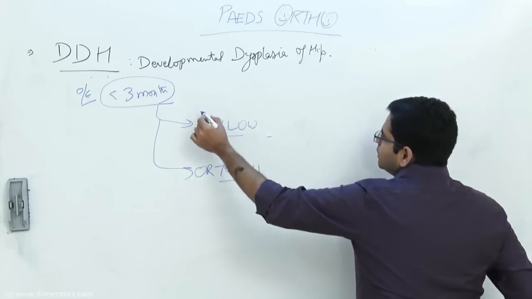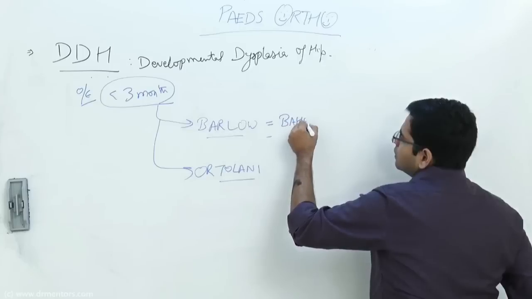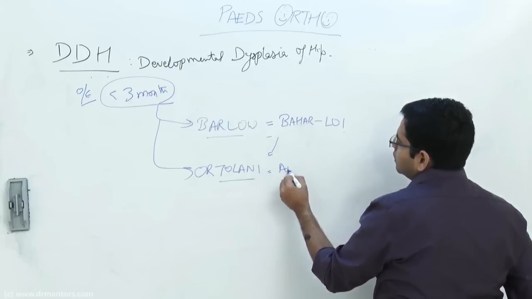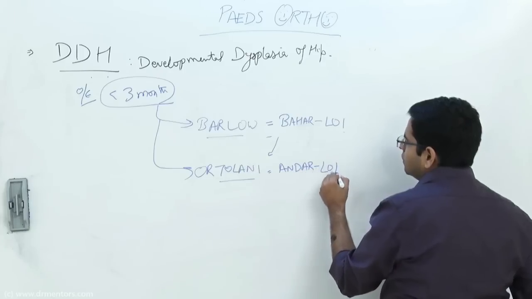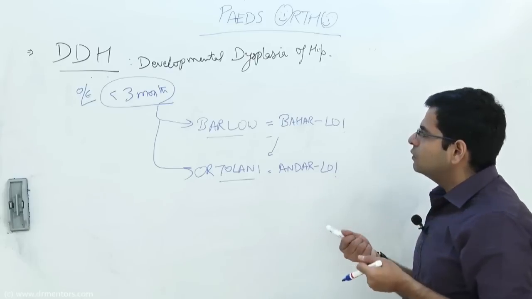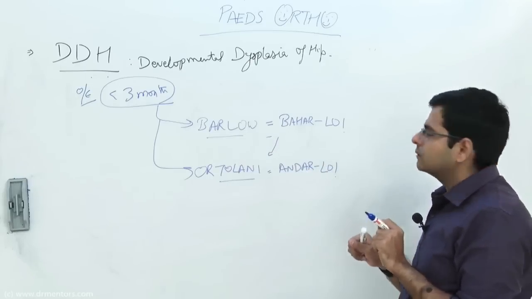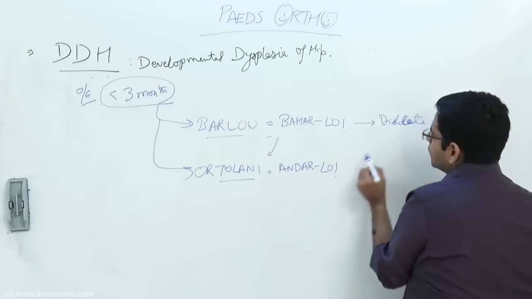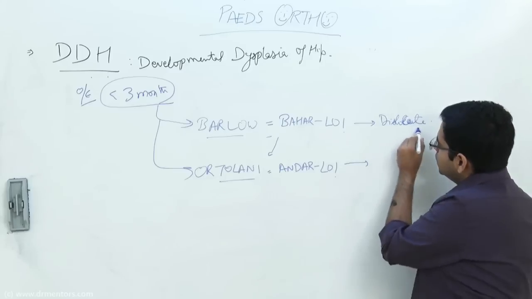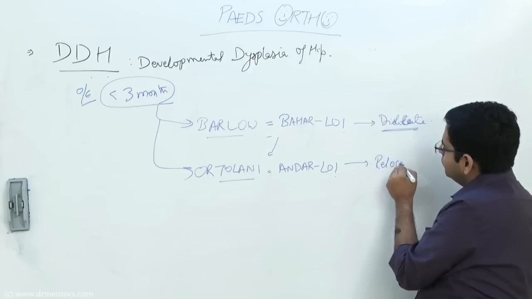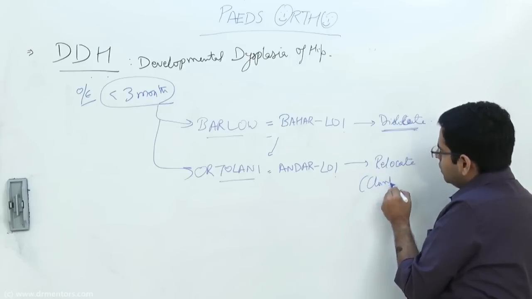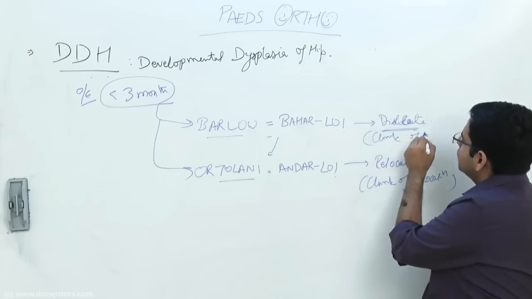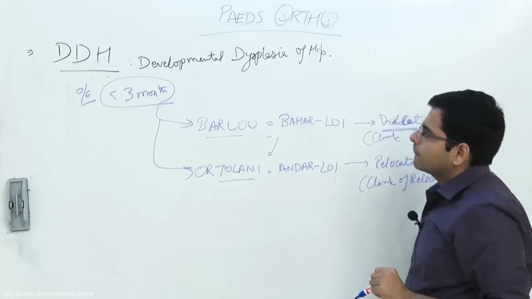Okay. So Barlow, as the name suggests, bahar lo, and Ortolani has to be the opposite of it, andar lo. Barlow is a provocative test, you have to dislocate the hip. And in Ortolani you have to relocate the hip. So there is a click or clunk of relocation when you relocate it. Here is a clunk of dislocation.